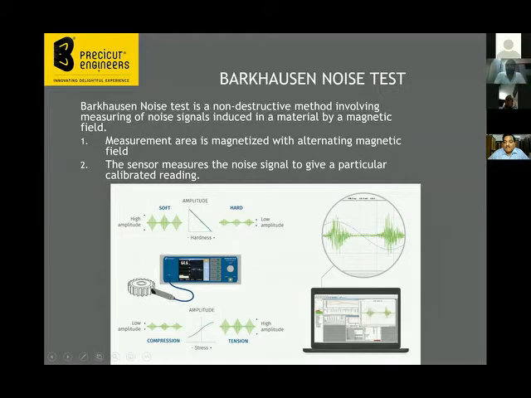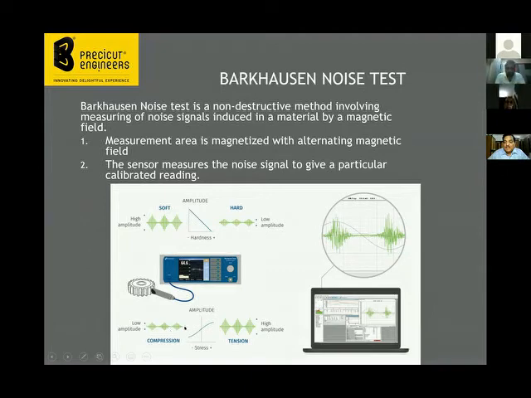So this is a short description of the Barkhausen noise test. Basically, what the Barkhausen noise test does is generate noise signals within the magnetic field. The component is within the magnetic field, and the response to this magnetic field, in terms of changes in the amplitude of the noise signals, corresponds to certain values. These need to be calibrated, and these values will represent a number and indicate if we have achieved the desired stress level or not.